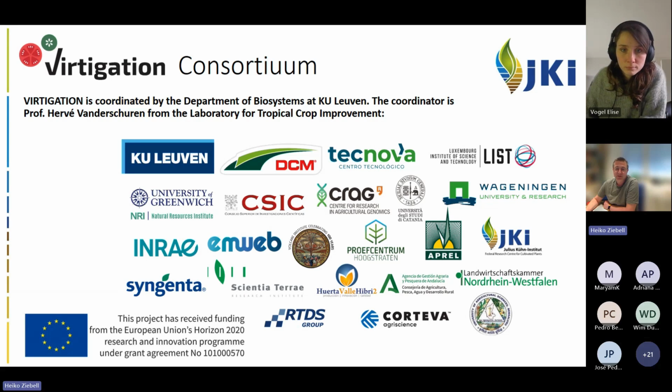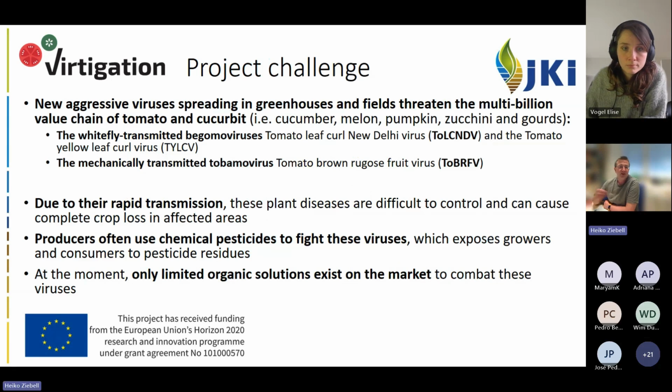You can see from the little pictures here that we have a huge range of research institutes and companies that are involved in this project. The challenge was that new aggressive viruses are spreading in greenhouses and fields, and they are threatening the multi-billion value chain of tomatoes and cucurbits.